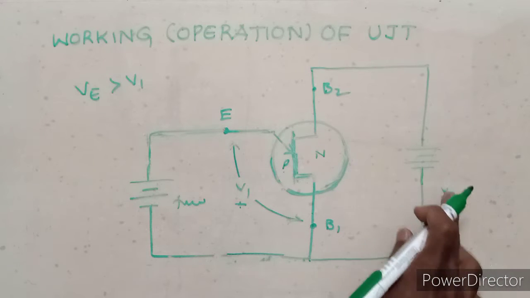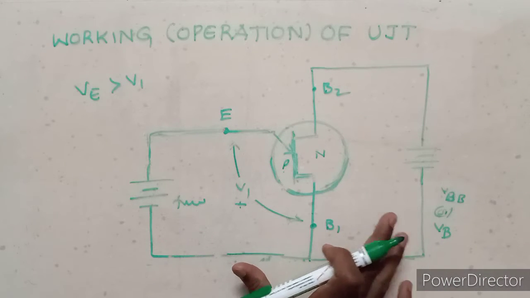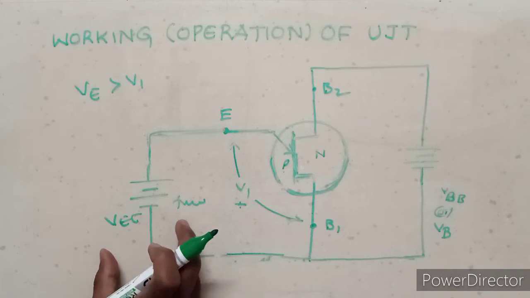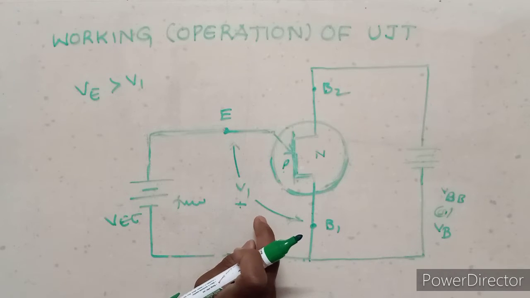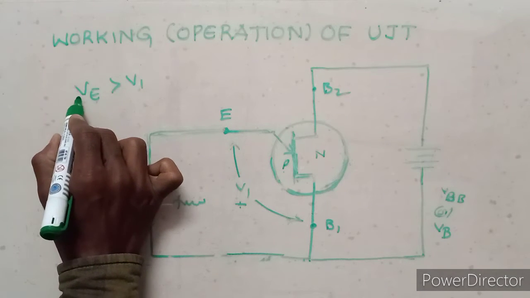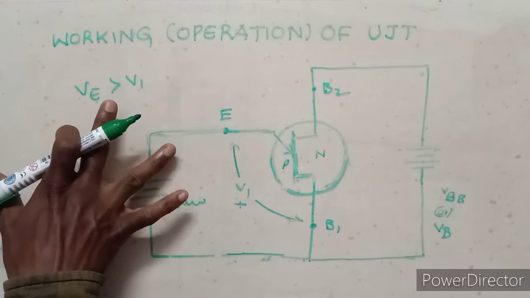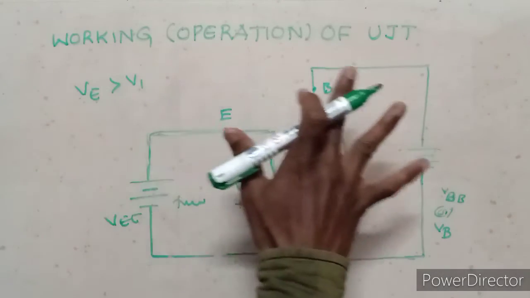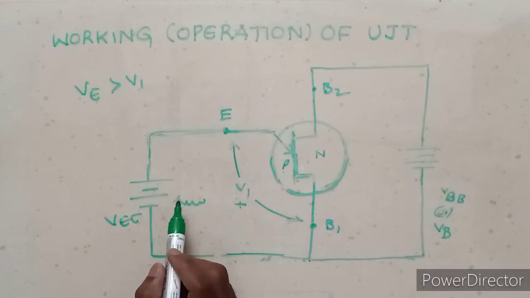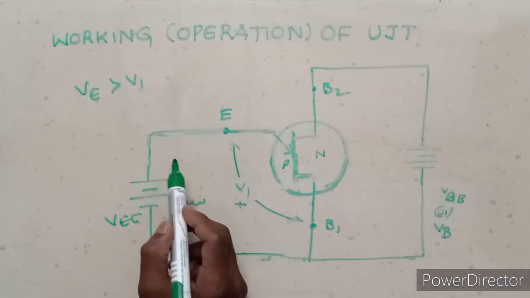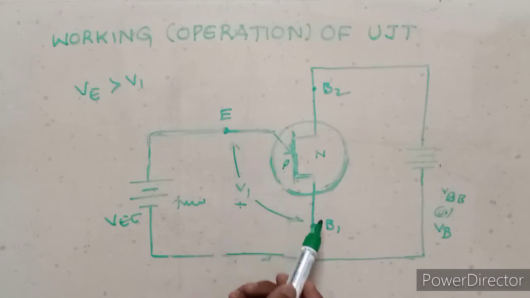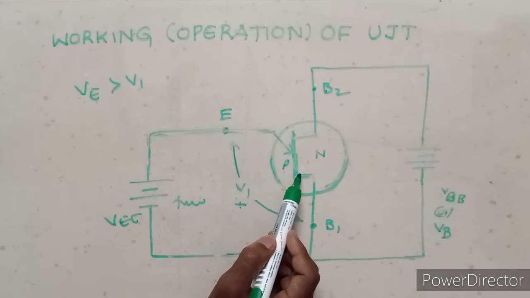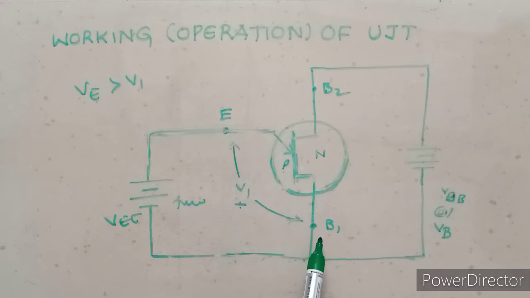Okay, so this is the total circuit diagram. If the input voltage VEE to the emitter exceeds V1, so the emitter voltage is greater than V1, the PN junction becomes forward biased. Under these conditions, holes are injected from the p-type material towards base 1.